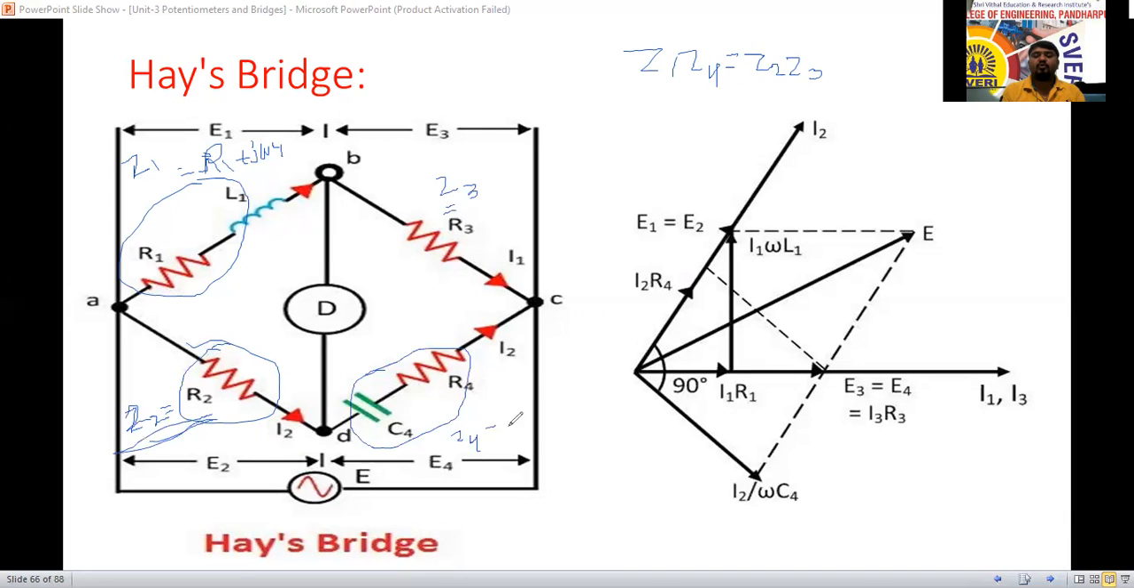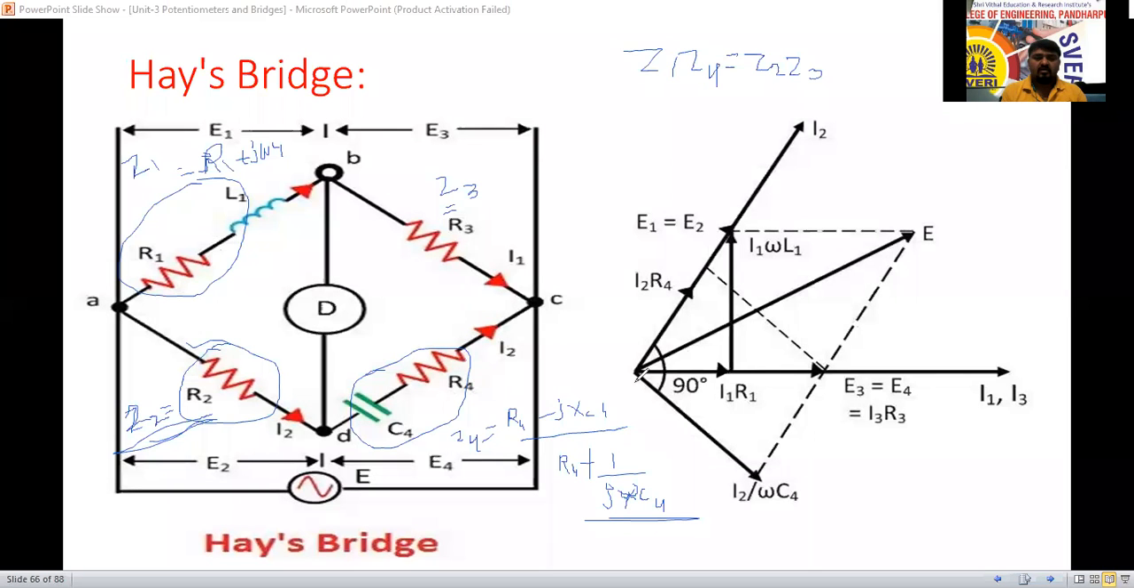Now Z4 equal to R4 minus, for the capacitance, minus jXC4 we can use, or we can write R4 plus 1 by j omega C4 also, because XC4 equal to 1 by omega C4. Yes or no? For that reason, any one we can write here: R4 minus jXC4, or R4 plus 1 by j omega C4. We can write any one formula here.